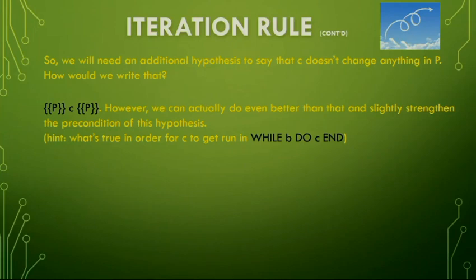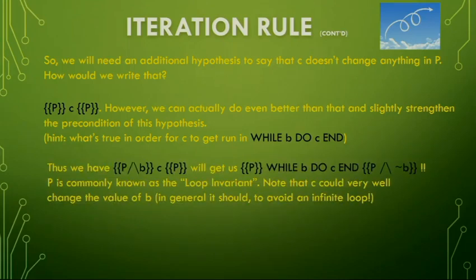But it turns out we can actually do better than that. We can strengthen this hypothesis a little bit. This is basically saying that C didn't change P, but we can strengthen that precondition, because think about what we're trying to get to. We're trying to say something about this while. In order for C to get run at all, what can we say about B? It would have to be true. So we can say, if you start with P and B and run C, you'll end up with P.